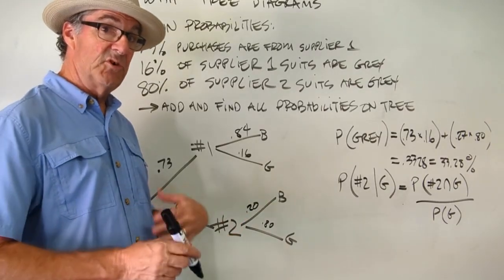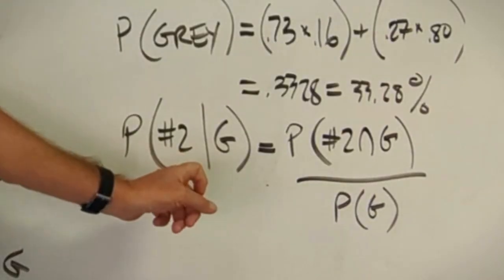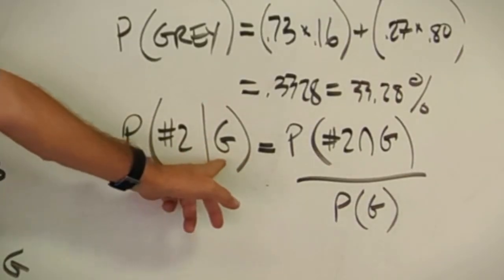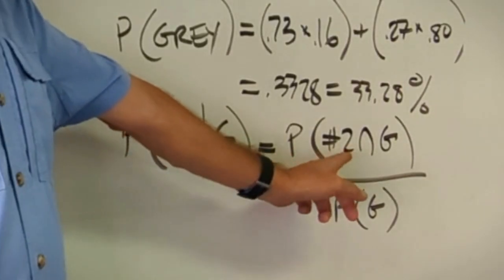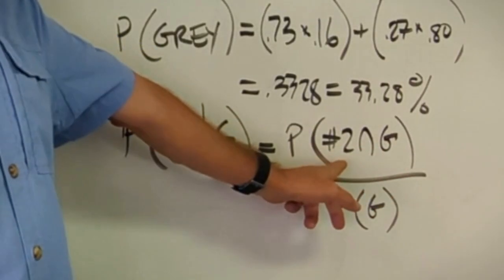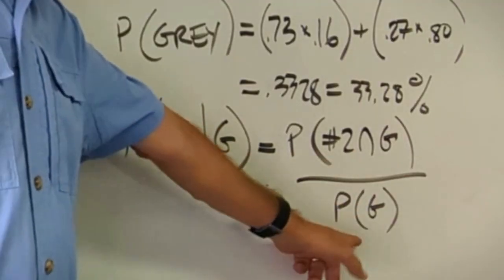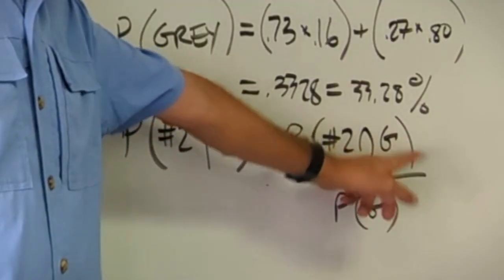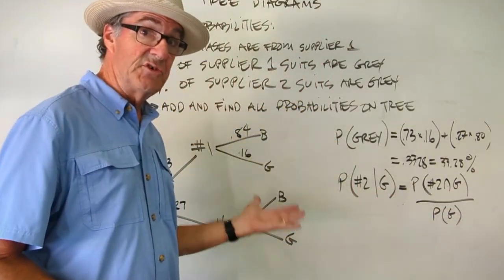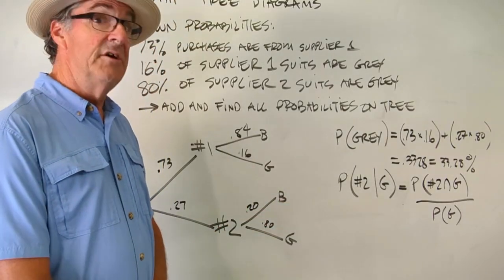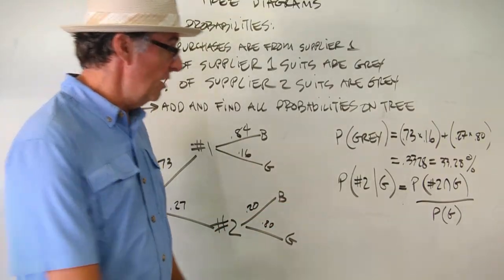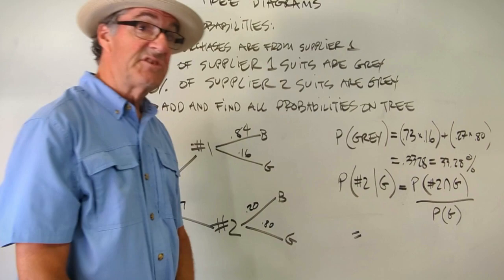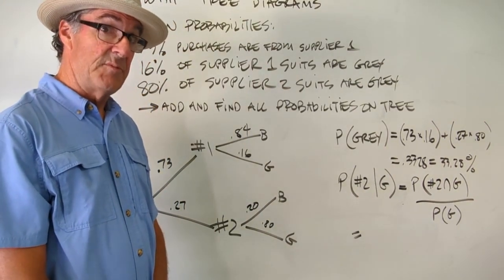Okay, if you remember from the rules we had before, when you have the probability of something given something else, it is the probability of the intersection of the two on the top divided by the probability of the given, in this case, gray suit. I'm using G for gray suit. So now, pause the video and do a plug-in step and solve to find that probability.